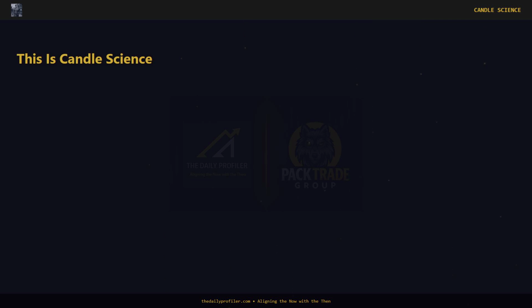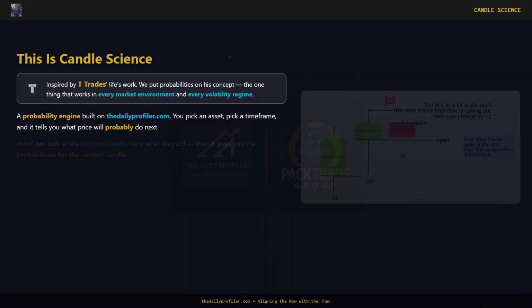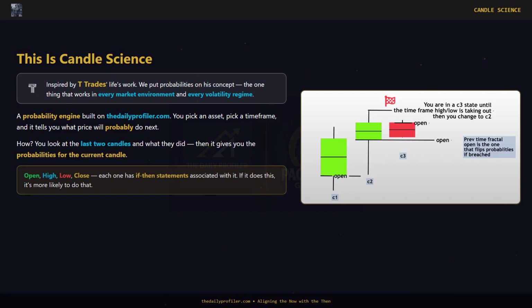This is Candle Science, a probability engine built on the dailyprofiler.com. Big shout out to T-Trades. Candle Science was inspired by his life's work. We wanted to put probabilities on his concept, and it turned out to be the one thing that works in every market environment, every volatility regime.